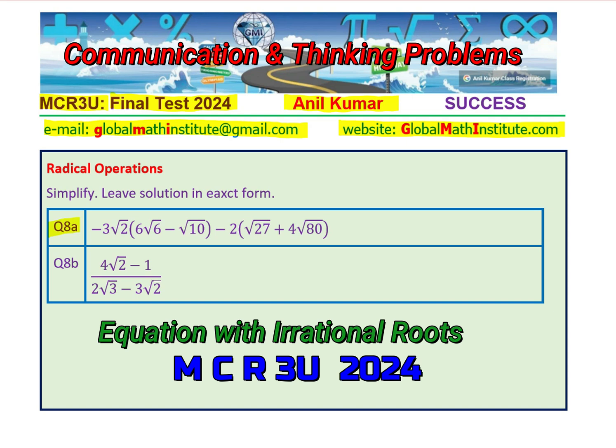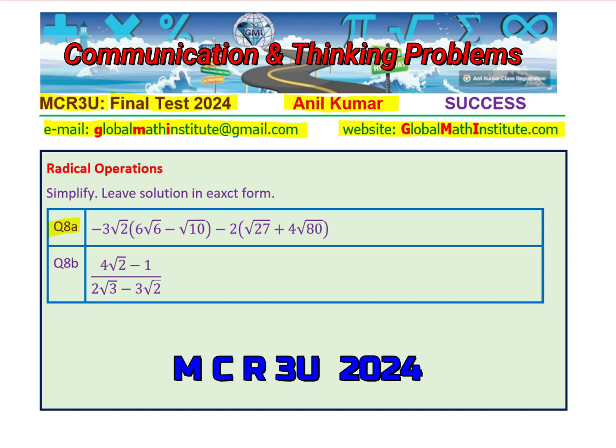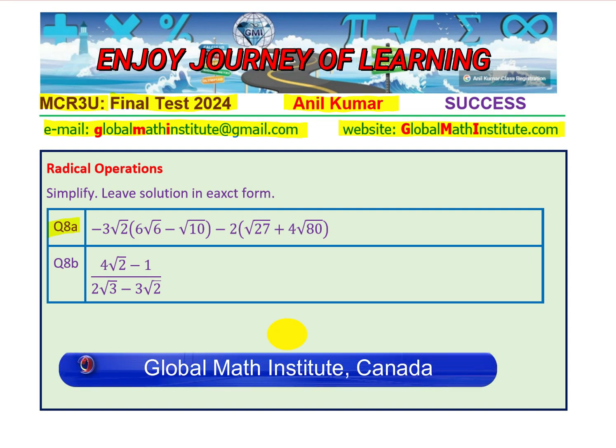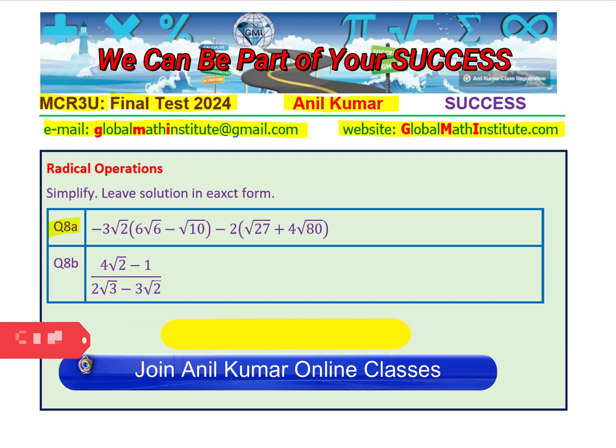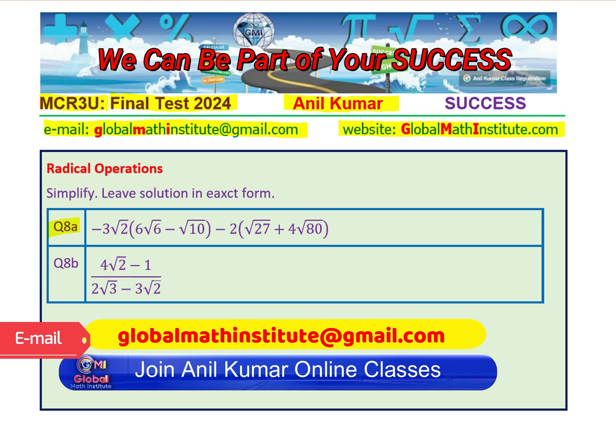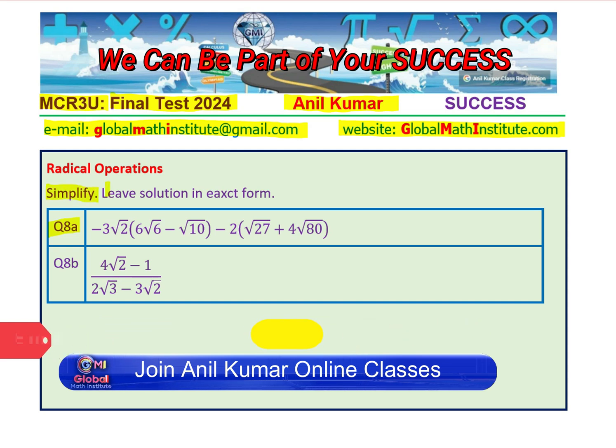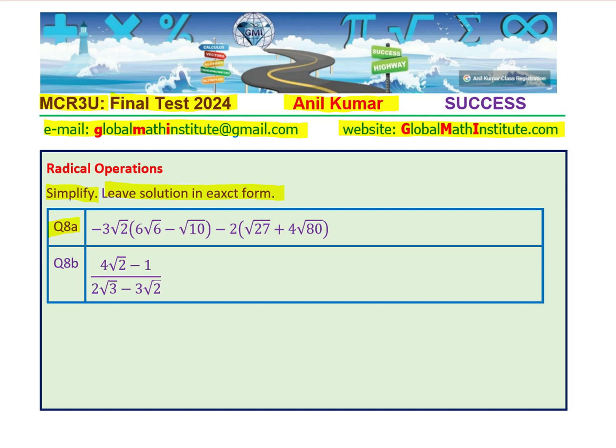Now let's look into these solutions one by one. Question number 8a: minus 3 square root 2 times 6 square root 6 minus square root 10, minus 2 times within bracket square root 27 plus 4 square root 80. Simplify, leave solution in exact form. Let's see how we do it.